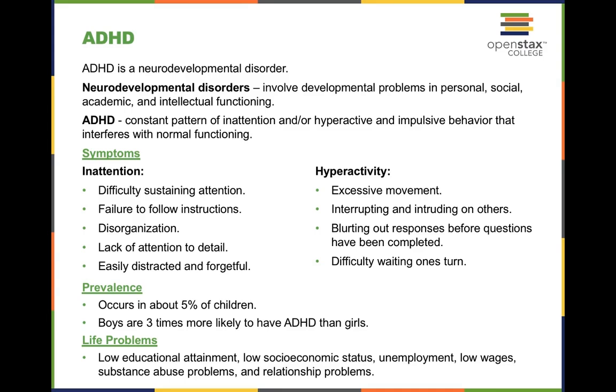With ADHD, there's a constant pattern of inattention and or hyperactivity and impulsive behavior that interferes with normal function because areas in the frontal lobe are impacted with ADHD. And because the frontal lobe is associated with decision making, problem solving, as well as judgment, that filtration system is not performing like it should. Behaviors may be a little bit more impulsive as a result.